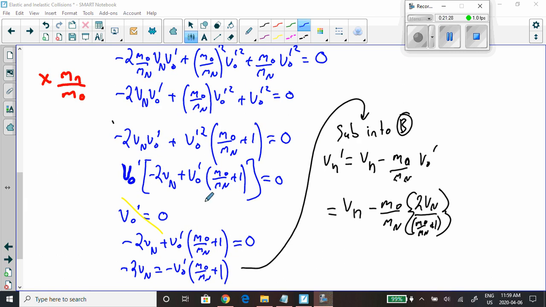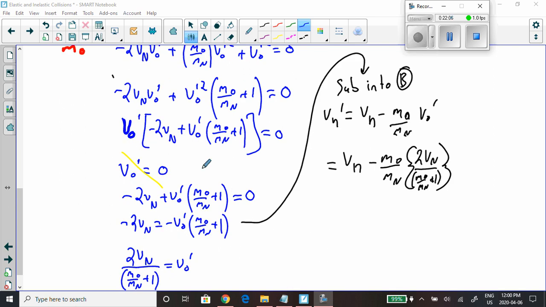Well, what are we going to do next? We're going to take a look at these two terms here, and we're going to factor out a velocity of oxygen after the collision out of both of them. So I'm factoring this V naught prime out, and I'm left with negative 2 velocity of nitrogen. Over here, I have velocity of oxygen after the collision squared. If I factor one of them out, the squared is removed, and I have velocity of the oxygen after the collision. It's no longer a squared term, and I still have the term in the bracket, and it's still equal to 0.